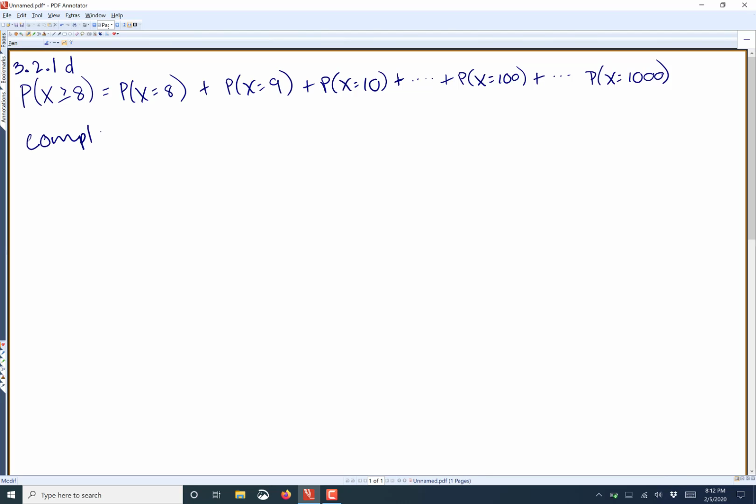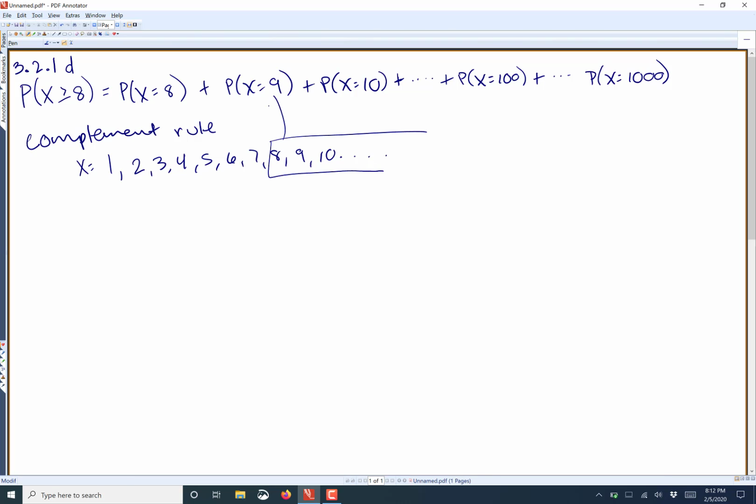But the problem is, you have to figure out what is the complement of x greater than or equal to 8. People often mess up on that, so I like to write out the list of possibilities. So x can possibly be 1, 2, 3, 4, 5, 6, 7, 8, 9, 10. It's your first success, so 0 is not included. So up above, we have the probability that x is greater than or equal to 8. So that's that. So what is left?